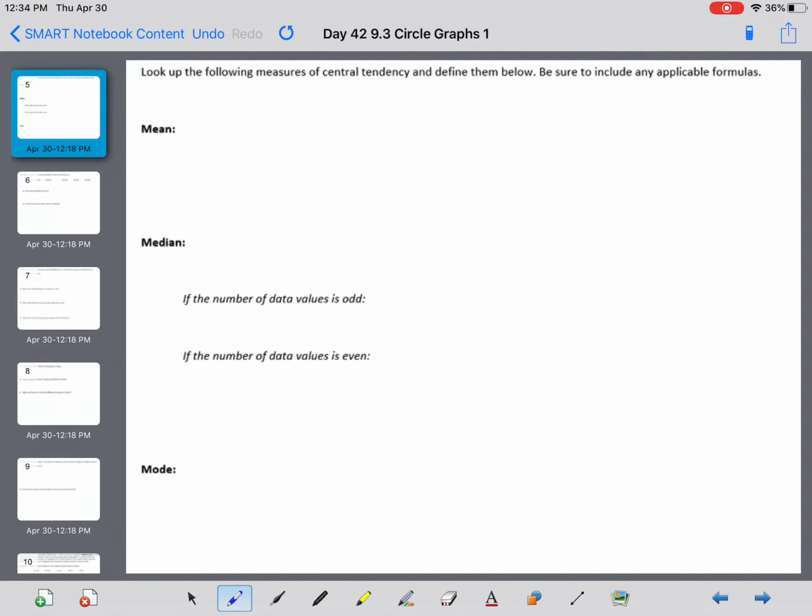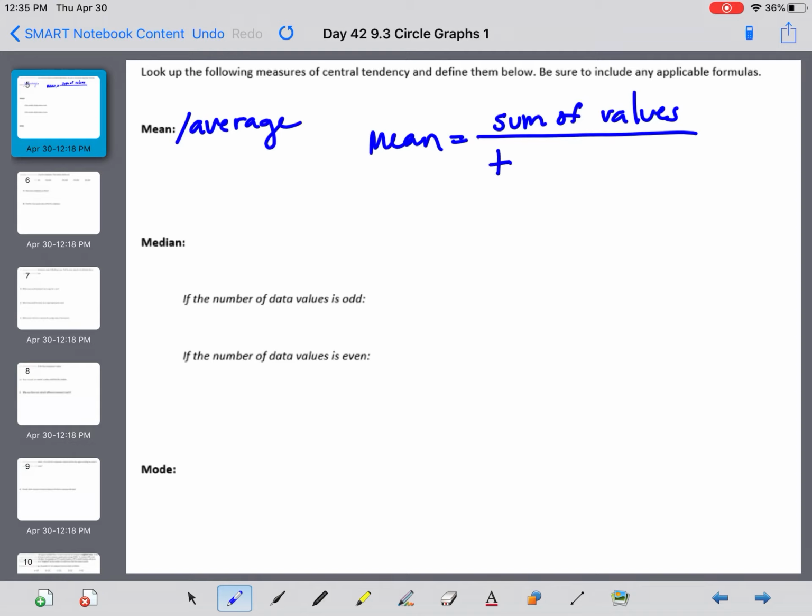All right, hopefully you had a chance to look these up. If we're looking at the mean, another word for mean is the average. So mean and average can be used interchangeably. And what you do to find the mean or the average is you take the sum of the values. That means you add up all of the numbers that you have and you divide that by the total number of values. And that gives you the average.